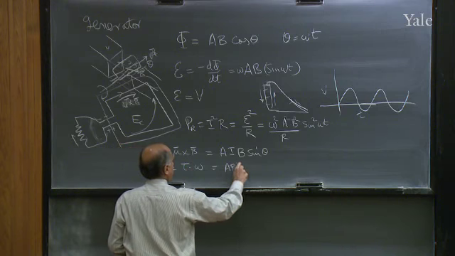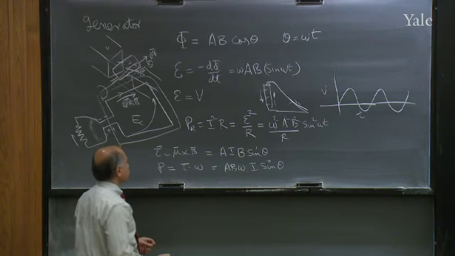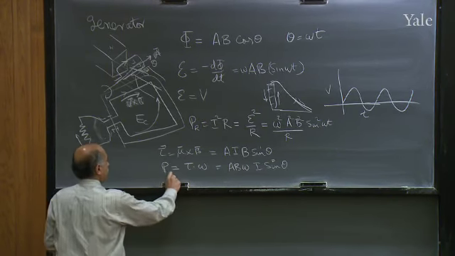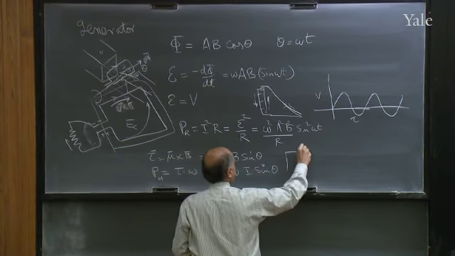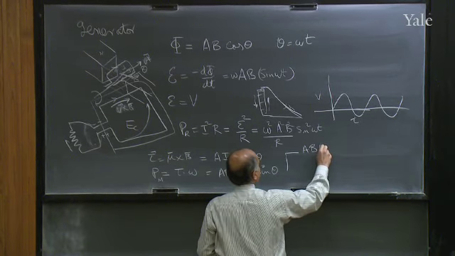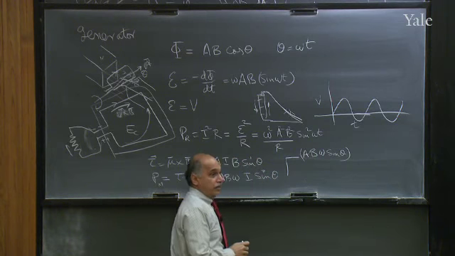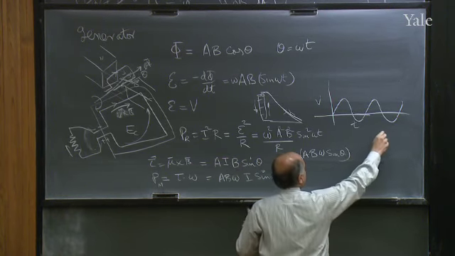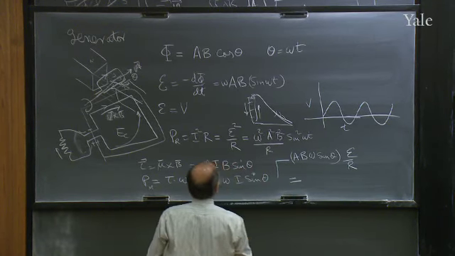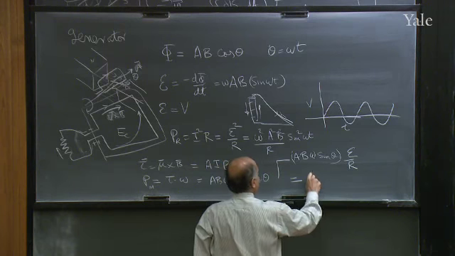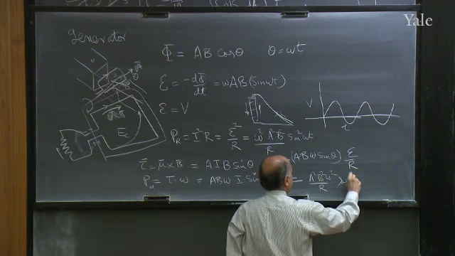That gives me A B omega I sine theta. That's the power, the mechanical power, P sub m. But then that's equal to A, B, omega sine theta times I. What is I? The current in the loop is the EMF divided by R. And if you put the EMF I got for you somewhere, then you'll find it's equal to A square, B square, omega square over R sine square theta.